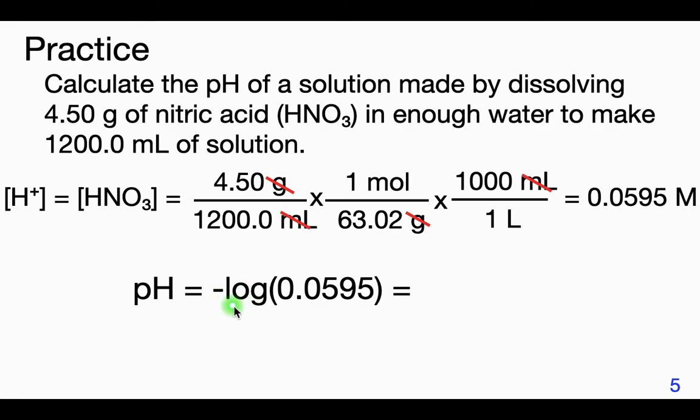Now, all we need to do now is plug that into our pH equation. So the pH is the negative logarithm of 0.0595, or 1.23. So the trick here is simply calculating the concentration of the acid, and if it's a strong acid, we can plug that into the pH equation. Rather than hydrogen ions, it's the concentration of the strong acid.